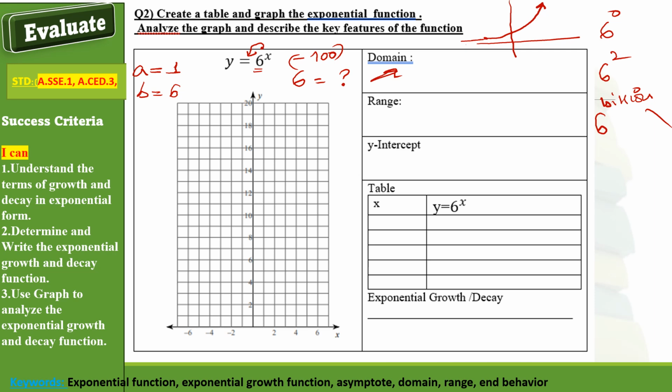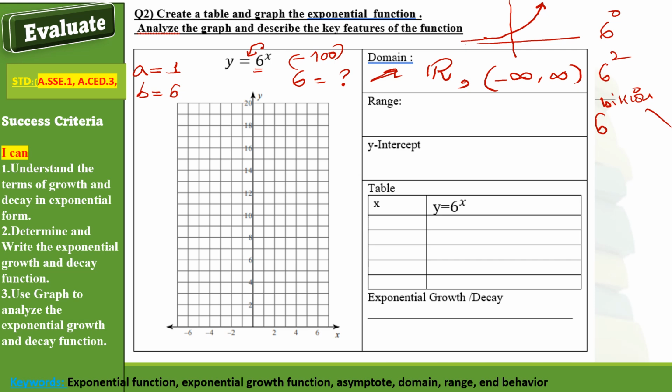So what is my domain? It's all real numbers. Nowhere does it become undefined. It means all real numbers. So either write it like that, all real numbers, or show it in interval notation as negative infinity to positive infinity.